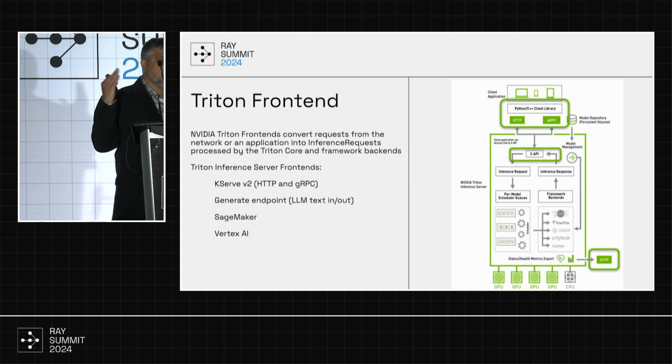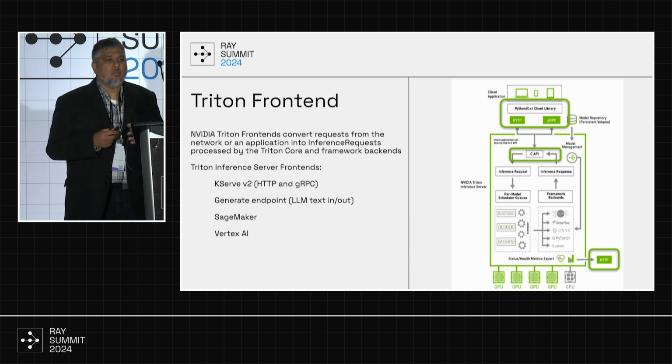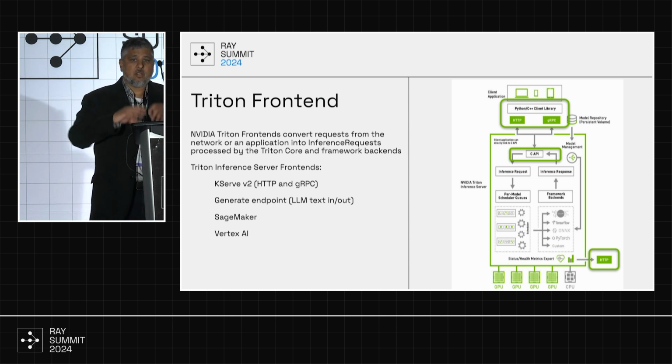Final piece at the very front is the Triton front end. And as I mentioned, our whole goal is to really make it easy to take optimized models, optimized frameworks, and then integrate them into your larger application. And that's where the front end sits, right? So it's kind of a customizable piece. We offer out-of-the-box front ends for KServe v2, which is kind of a microservice-oriented API. We have a generate endpoint that's more text-focused. We also offer front ends for SageMaker and Vertex AI as well. And there's a fairly easy, well-defined interface to write custom front ends, and that's actually one of the things that Ryan's going to talk a little bit more about.